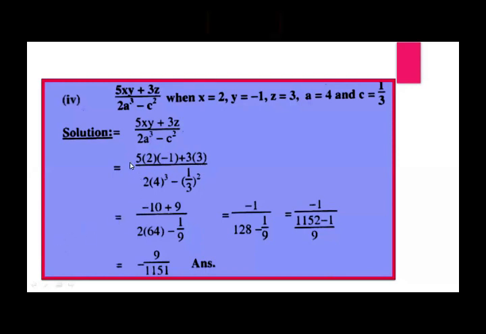In denominator we observe 2a cube. So a is replaced by 4 which is the value of a, whole cube, minus c square is there. So c square is replaced by 1 upon 3 whole square.